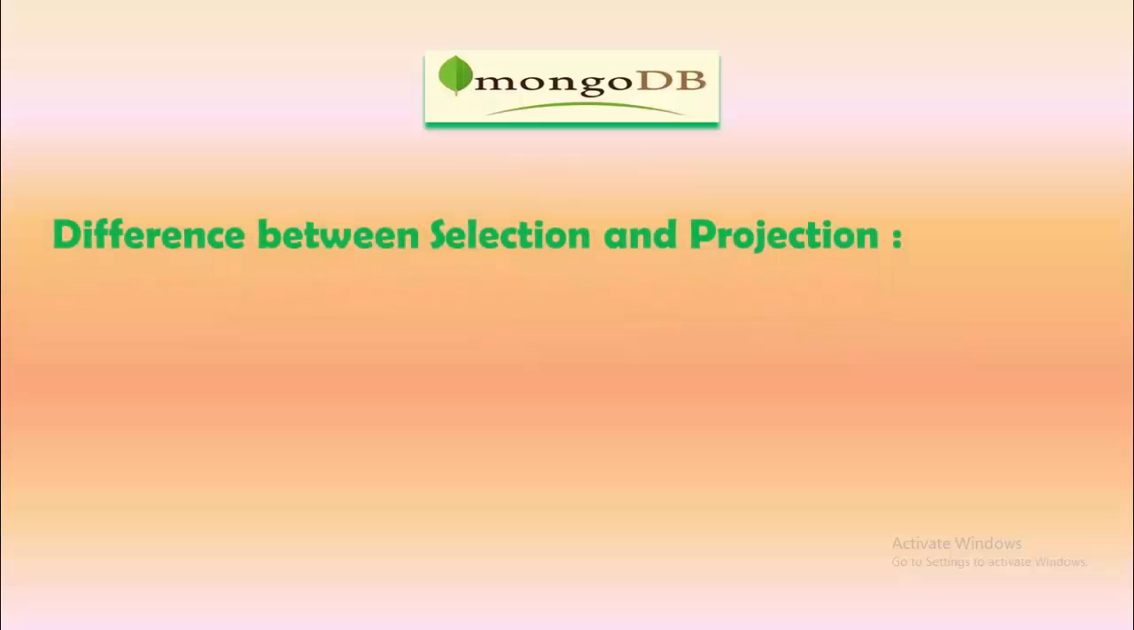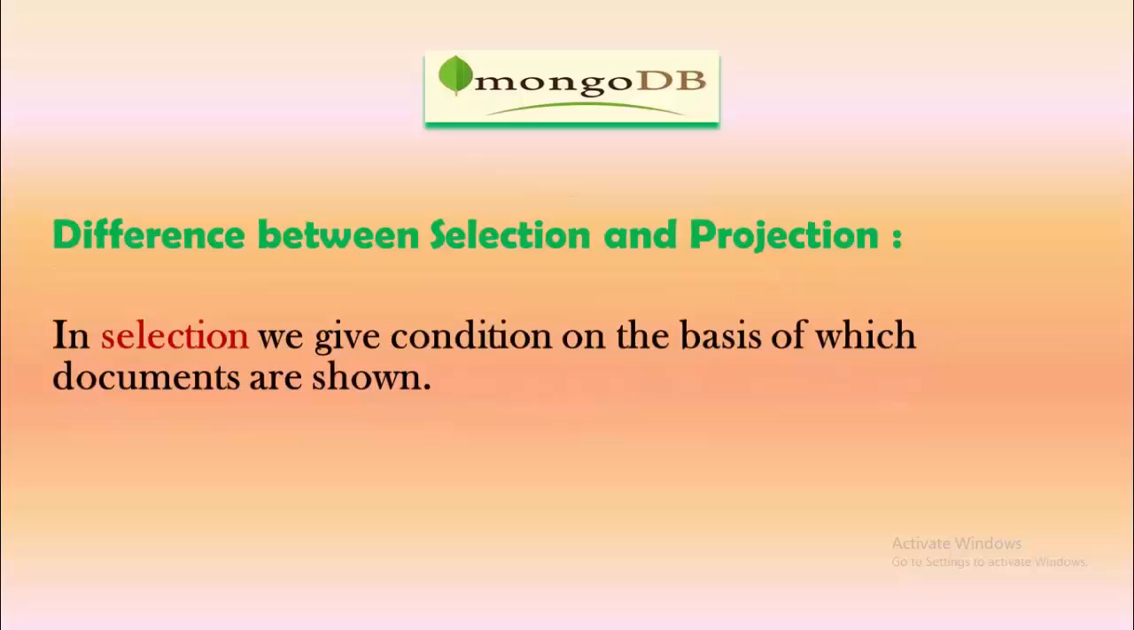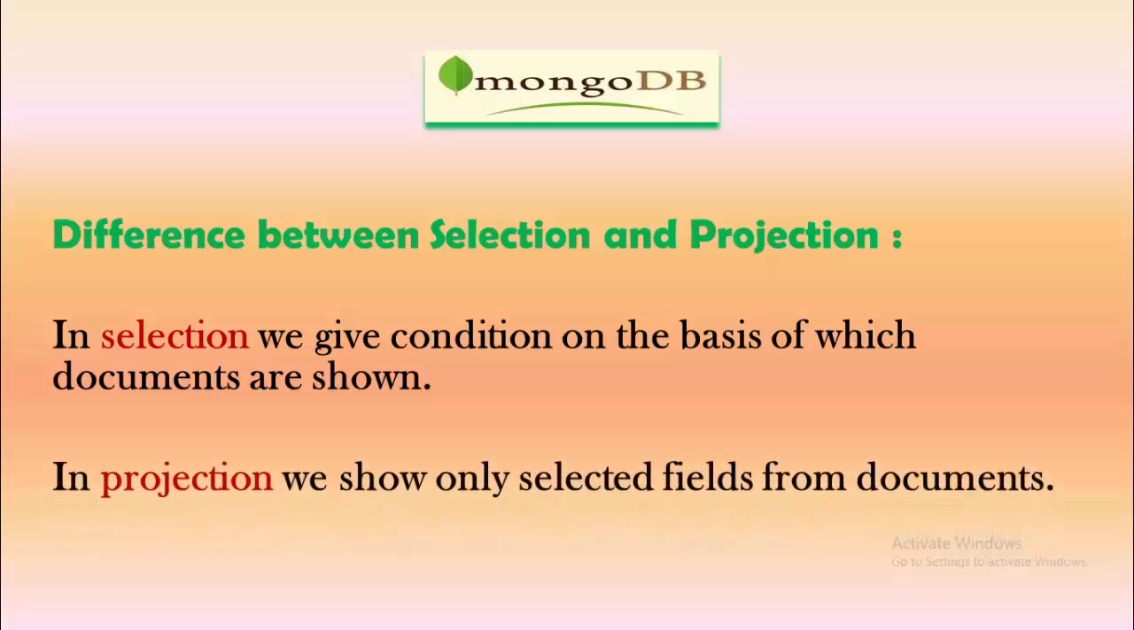Now what is the difference between selection and projection? In selection, we give a condition on the basis of which the documents are shown. That means, suppose we have a where condition in which we want to show the documents on the basis of a particular selection criteria, then that kind of querying is nothing but selection. Now what is projection? In projection, we show only selected fields from the document. So projection does not have anything to do with the where condition, right? Projection only deals with which fields of the documents you want to show.